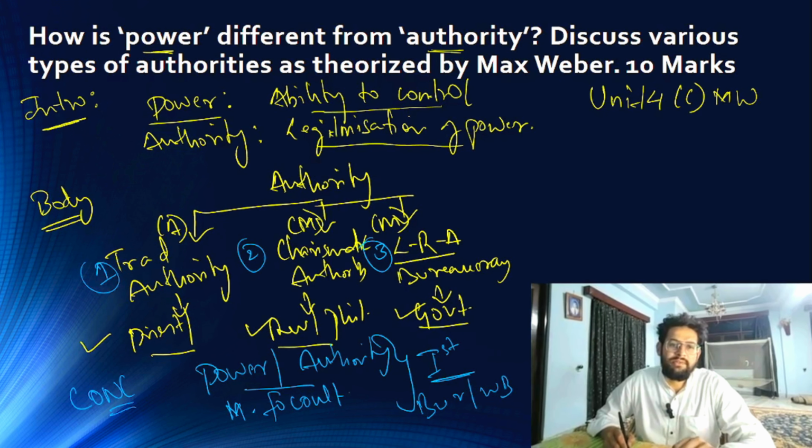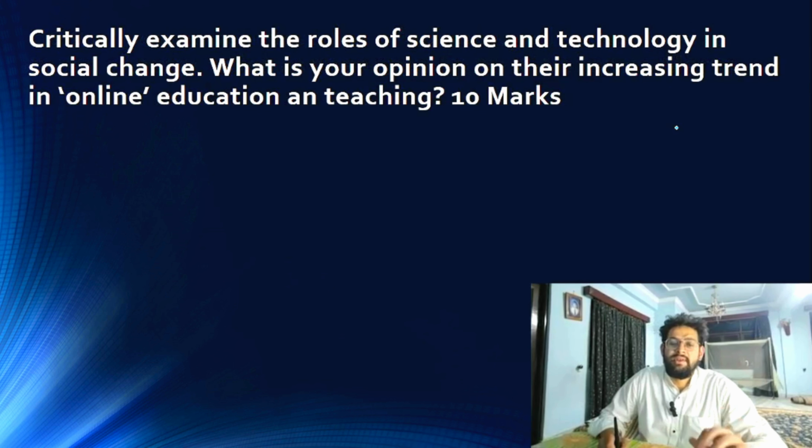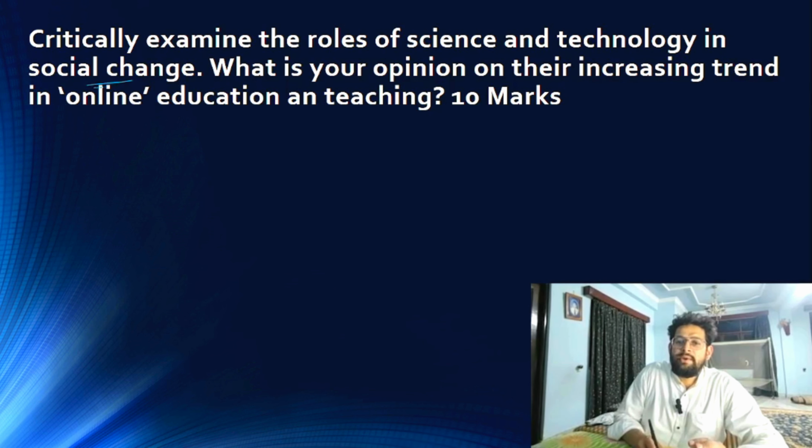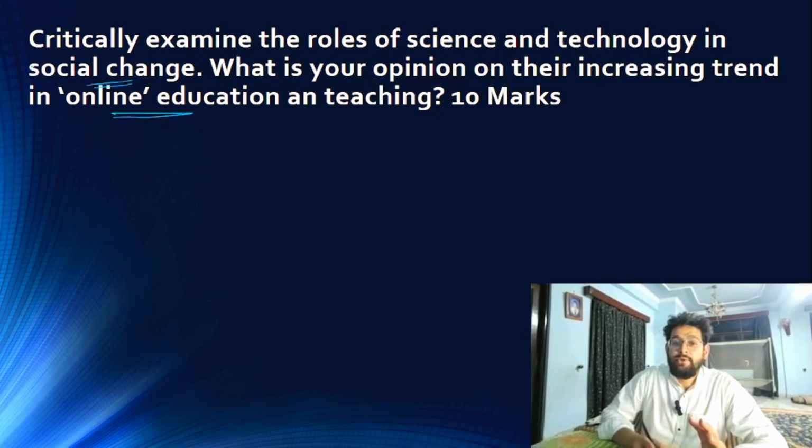So this question is also a direct question. Unit 4, Max Weber, and the third and the fourth part talk about power and authority. It's a pretty interesting question. And then we have the next question: critically examine the role of science and technology in social change. I need a little more time to discuss this question. I will be speaking about it because the pandemic is giving me so much content to speak about online education and teaching. I will be taking this question in a detailed format when I'm discussing the topic of social changes.